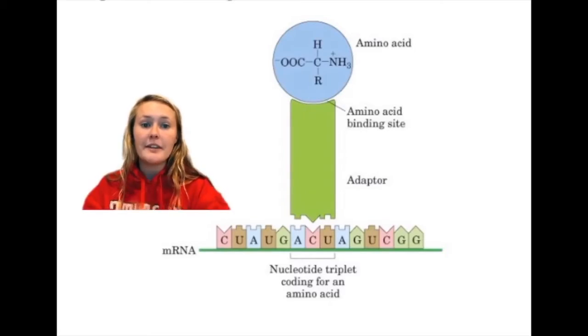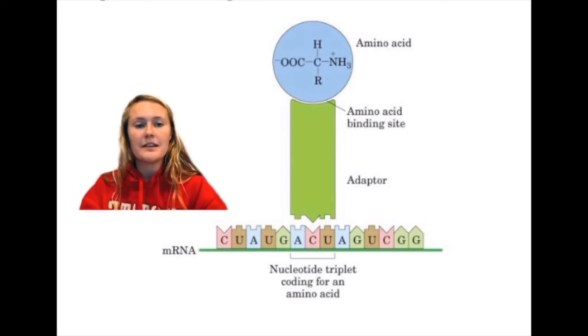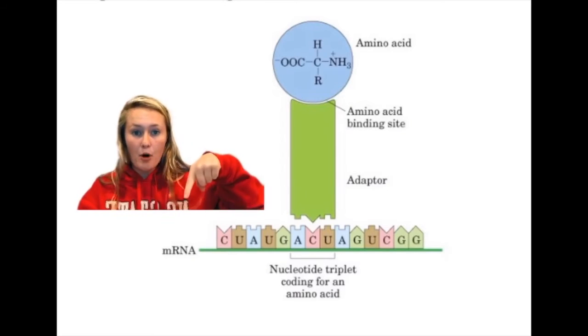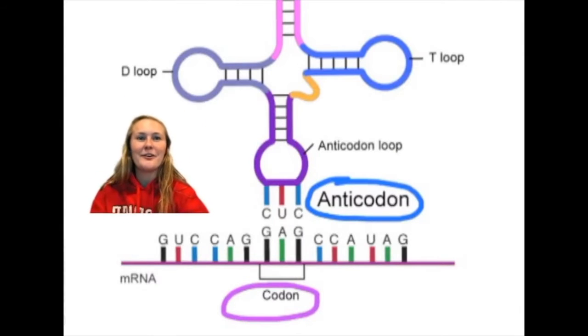In summary, the tRNA acts as an adaptor connecting two things directly between the mRNA and the amino acids. The anticodon in blue on the tRNA determines the appropriate amino acid. The anticodon base pairs with the mRNA sequence codon in purple and deposits the amino acid into the polypeptide chain.